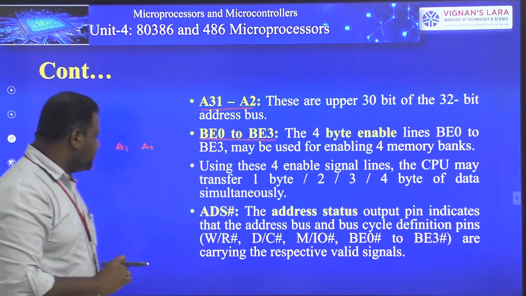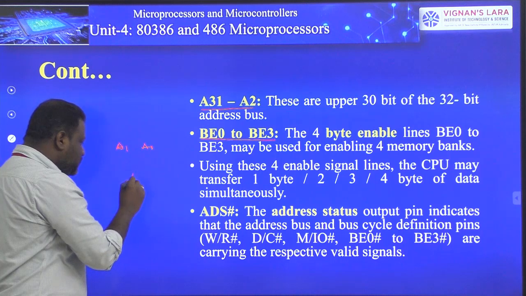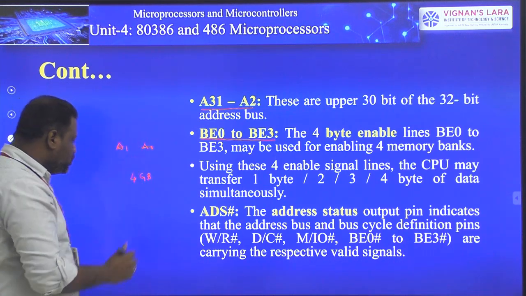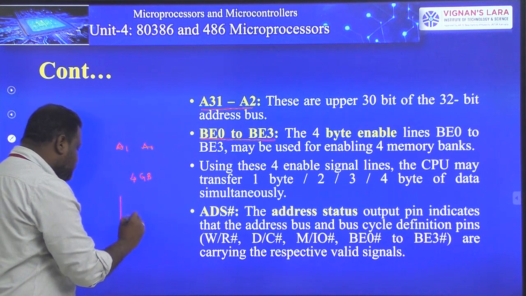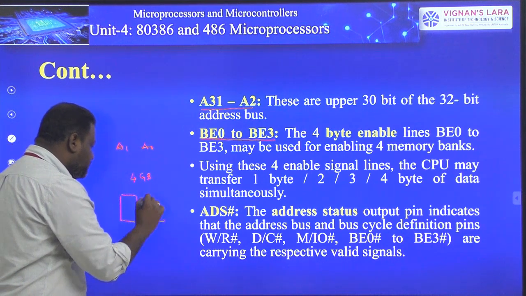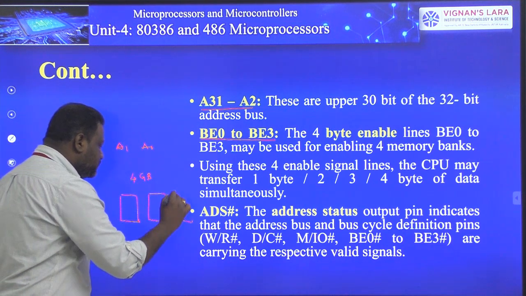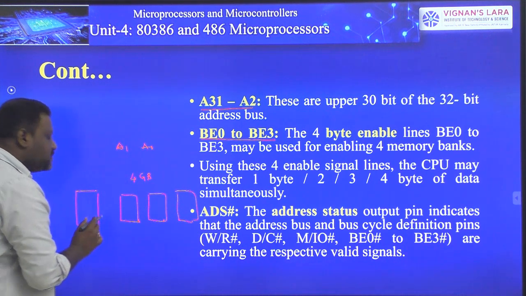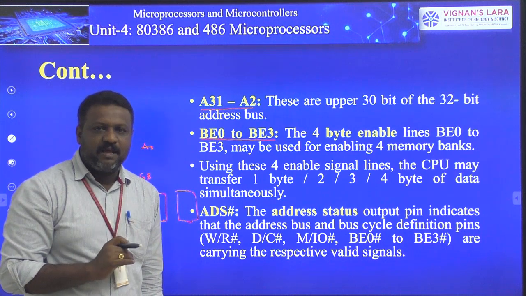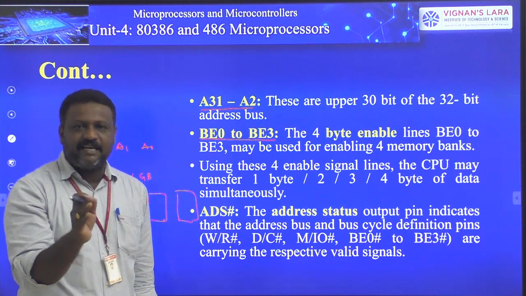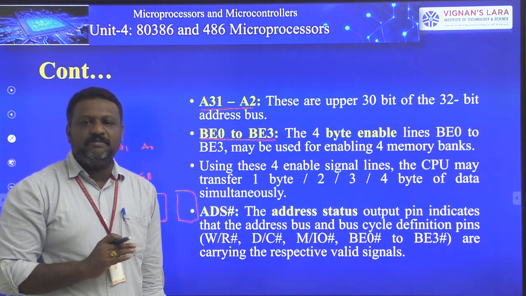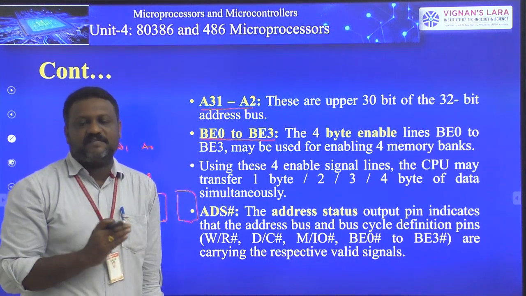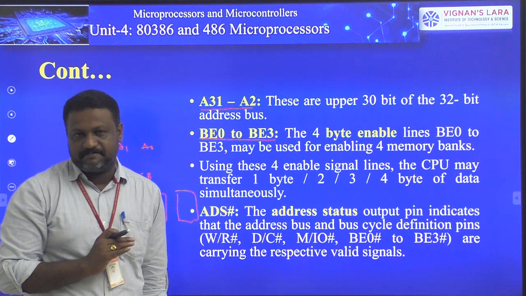Because the important thing is, your processor can support 4 GB of memory. This 4 GB of memory can be organized as 4 memory banks. Just remember friends, the 8086. In the case of 8086, it supports 1 MB of memory. That 1 MB of memory can be organized into 2 memory banks, one is the even bank and the second one is the odd bank. Each bank is of size 512 KB.